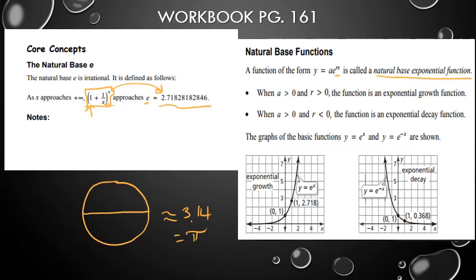But anyway, so continuing on with this idea of this base of E, that's called the natural base. And so we also have a growth and a decay depending on this R right here. So if that number is positive, then it's going to be a growth, and that kind of makes sense. If that number up there is negative, then it's going to be a decay. And this is what the graph looks like, very similar to the other growth and decay that we learned in the last section.